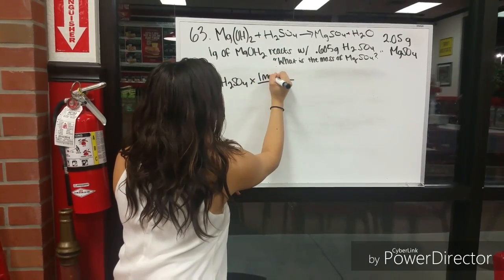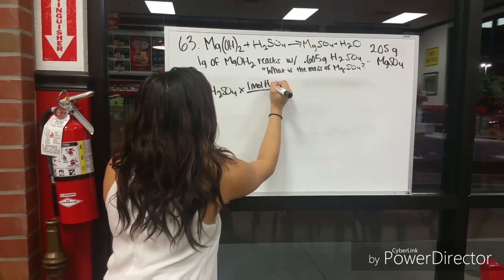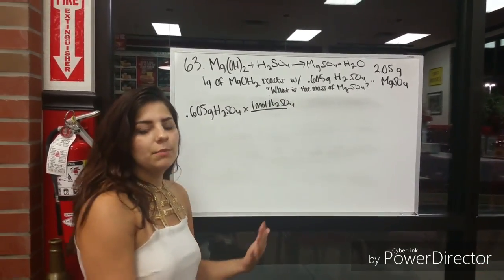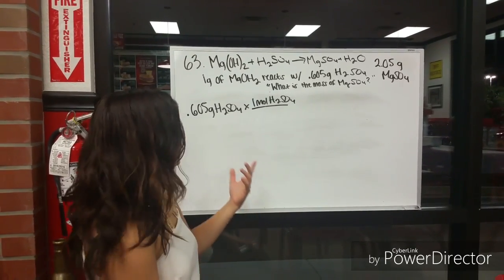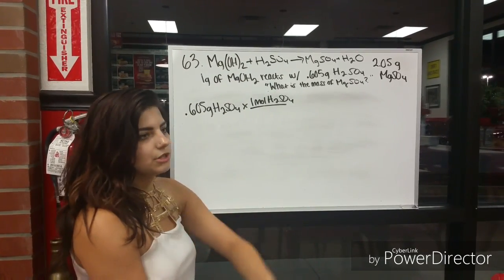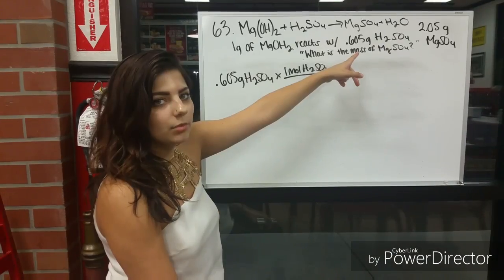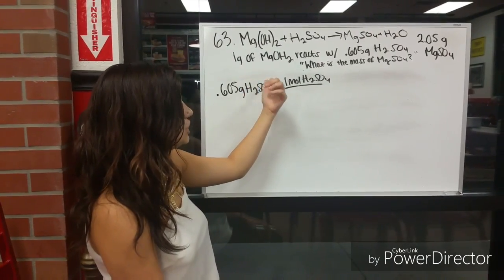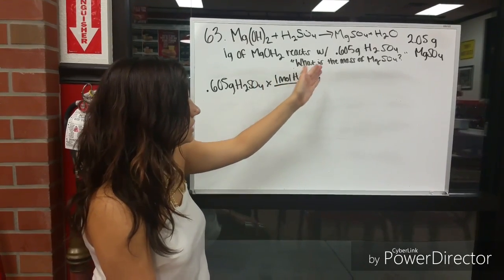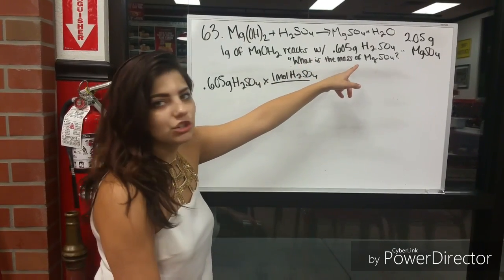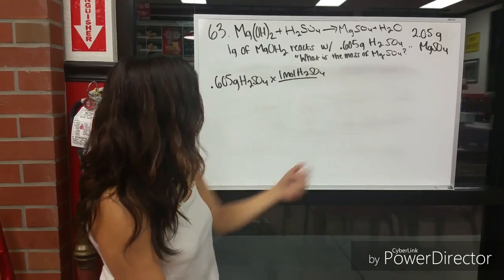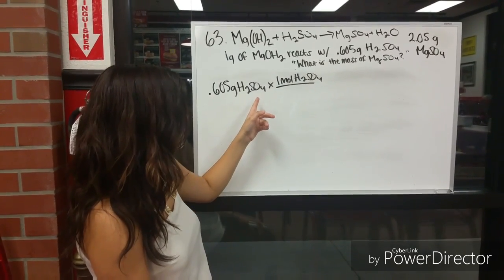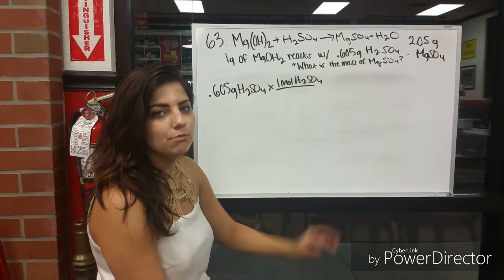And it'll be 1 mole H2SO4. And then on the bottom, we're going to put our molar mass. We get that by getting the numbers off the periodic table and adding them together. The first time, for the first half of the equation, we used the 1 gram of Mg(OH)2. We're now going to use 0.605 grams of H2SO4.